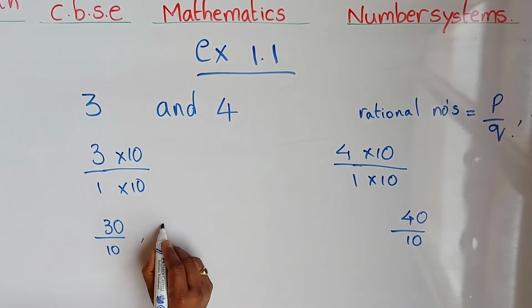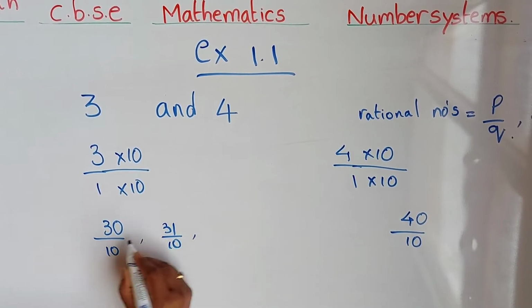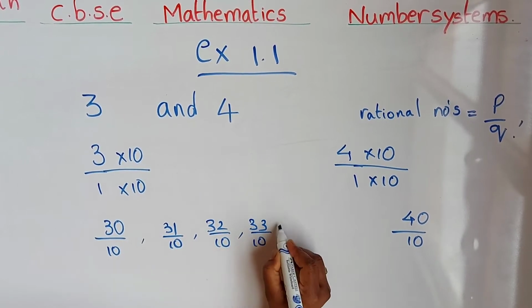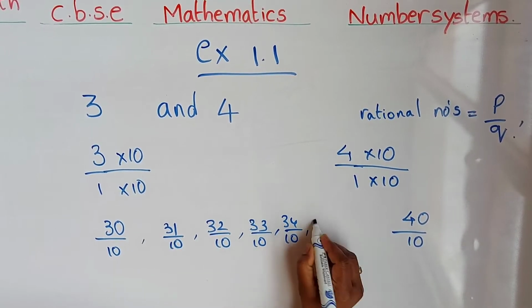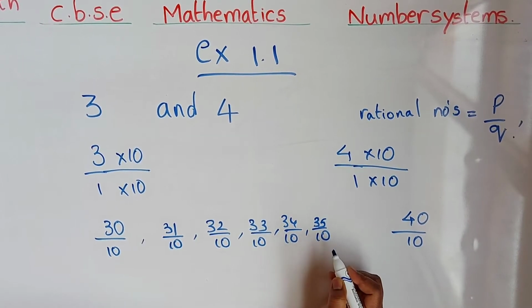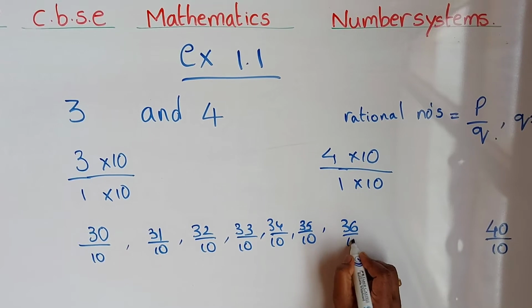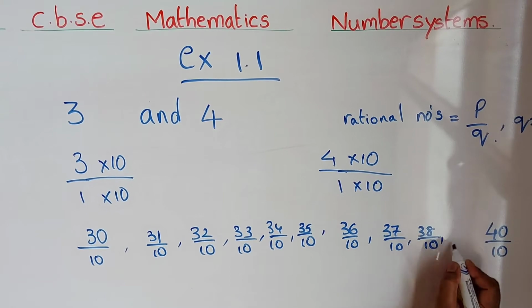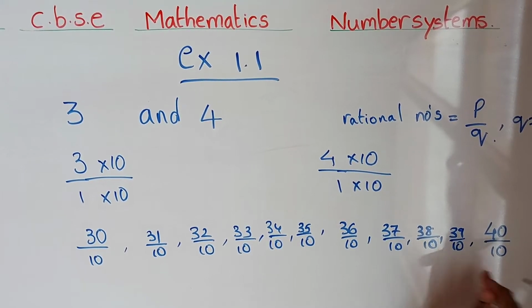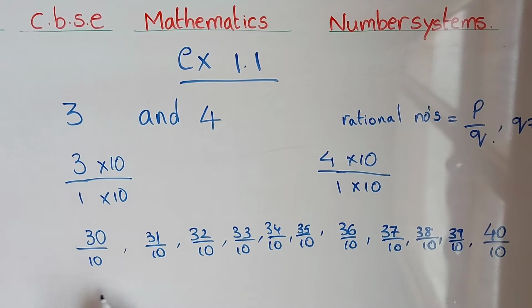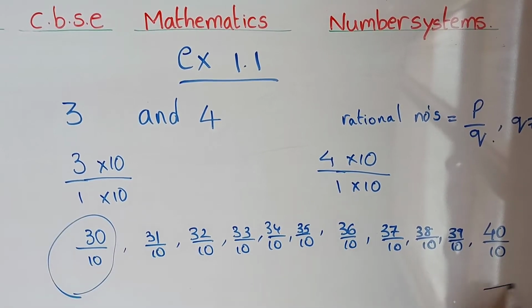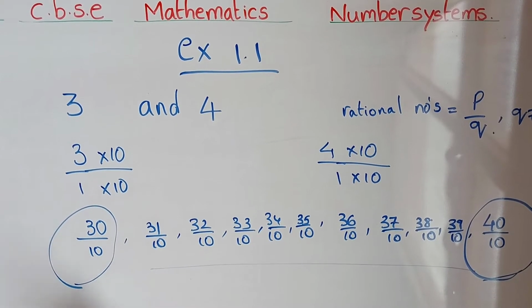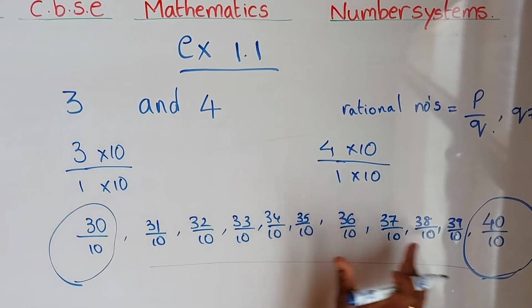30 by 10, after that 31 by 10, next 32 by 10, next 33 by 10, 34 by 10, 35 by 10, 36 by 10, 37 by 10, 38 by 10, 39 by 10 and 40 by 10. See, children, in between 3 and 4 we have this many rational numbers. We can write many rational numbers in between two numbers.